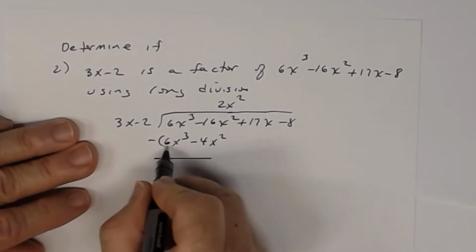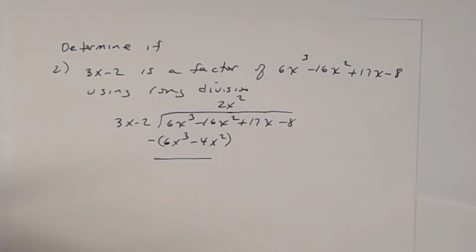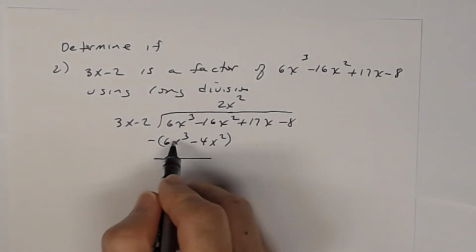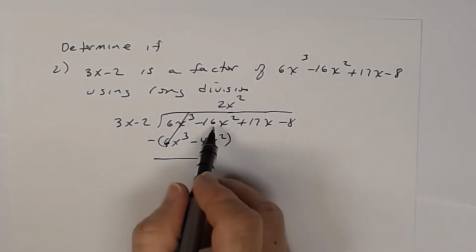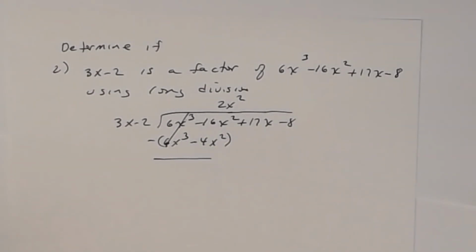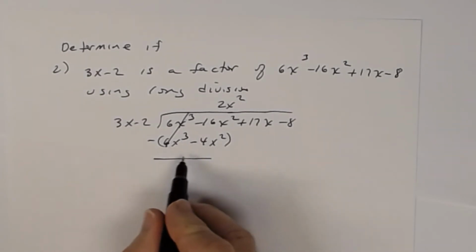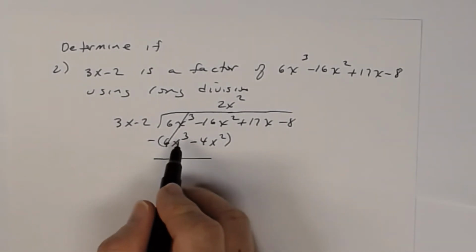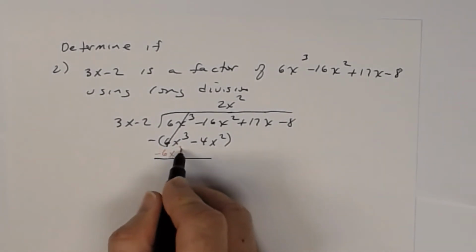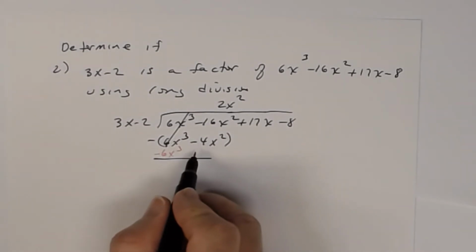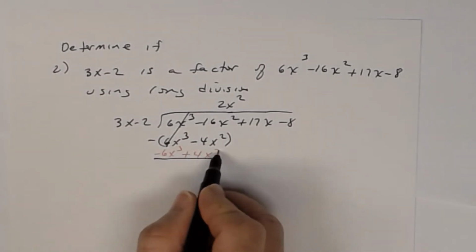Okay, and then you're going to subtract. So 6x cubed minus 6x cubed, that's 0. If you're having a little trouble with this one, then I'm going to suggest that you write out the equivalent expression here. The opposite of 6x cubed is a negative 6x cubed. The opposite of a negative 4x squared is a positive 4x squared.